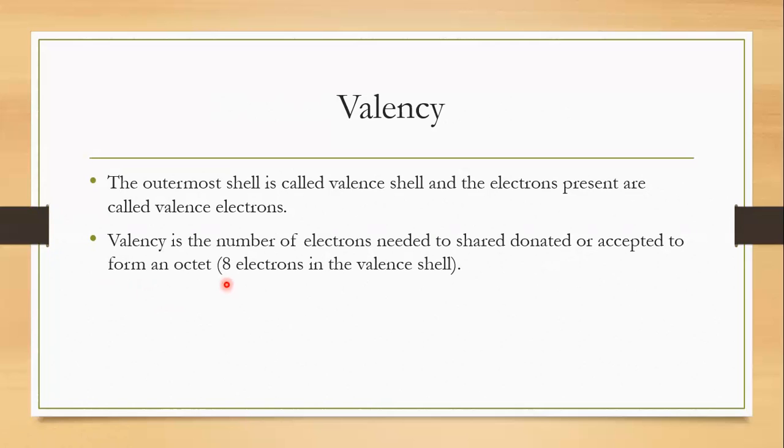So to understand this, first you need to understand an octet. So octet is nothing but there should be 8 electrons in the valence shell. That is, the outermost shell should form an octet, either 8 electrons or 0 electrons. It should not be in a state where it has 2, 3, 4, 5, 6. It should not be in any state. It should either be 8 or 0. So to make it 8 or 0, it will be either sharing it, donating it, or accepting it. So let's see how valency is working here.